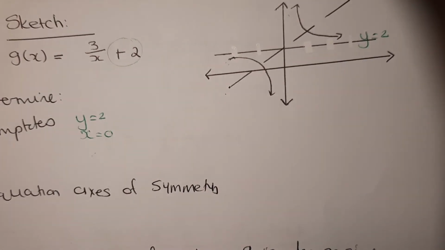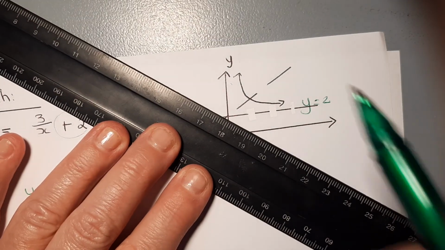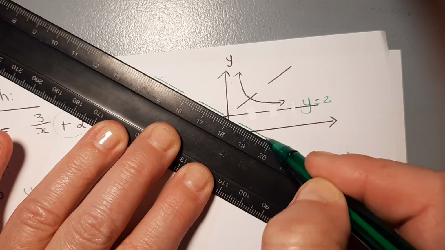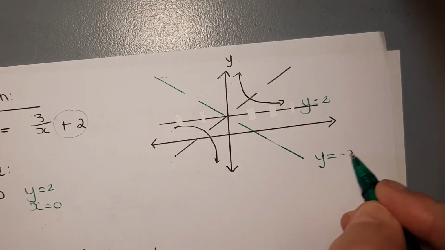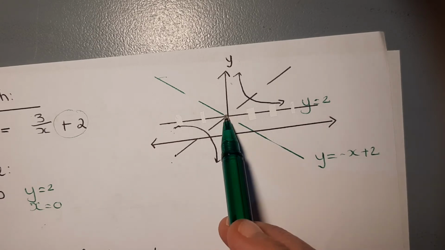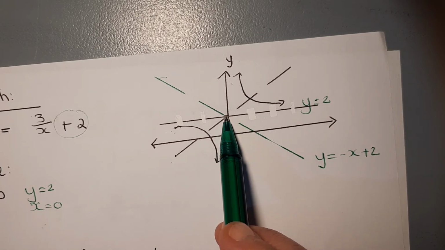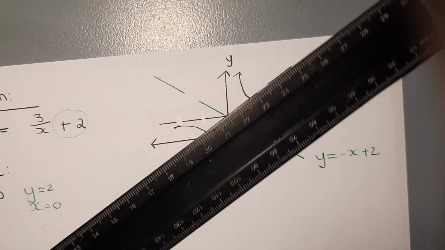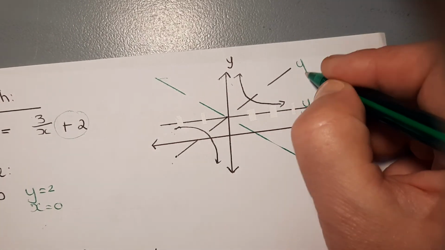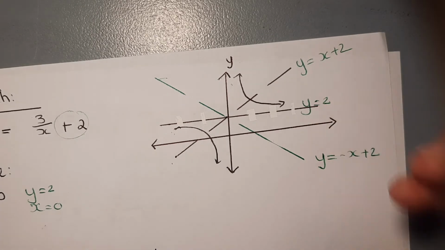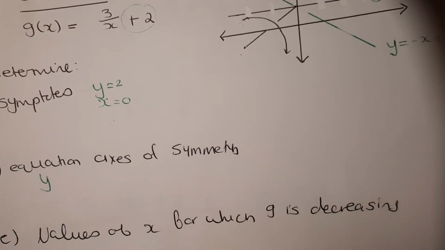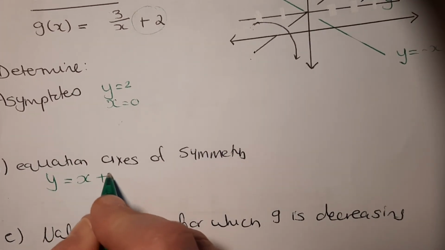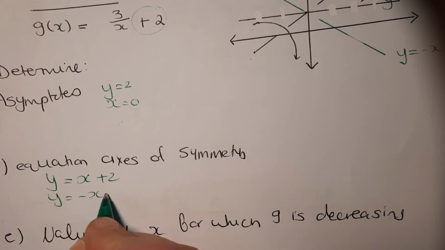Find the equation of the axis of symmetry. Where will my axis of symmetry be? It will be here, sloping downwards. The gradient is negative, so y is equal to negative x, passing through the y-axis at 2, and it will be this one, which is y is equal to positive x plus 2. y is x plus 2 and y is negative x plus 2.